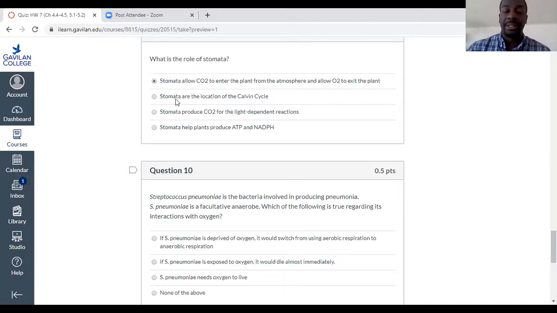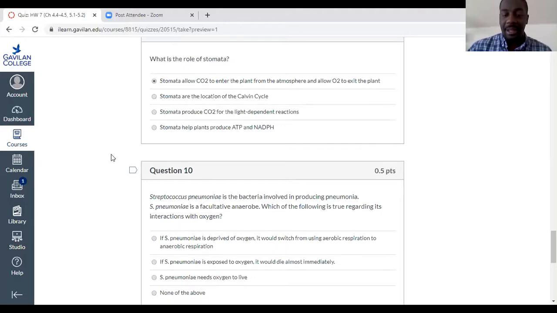What's wrong with B? Stomata are the location of the Calvin cycle. Why is this one incorrect? Isn't it the stroma? It's the stroma. Perfect. Right. So again, similar words, but they don't mean the same thing. Okay, so make sure we keep that straight for the exam as well.